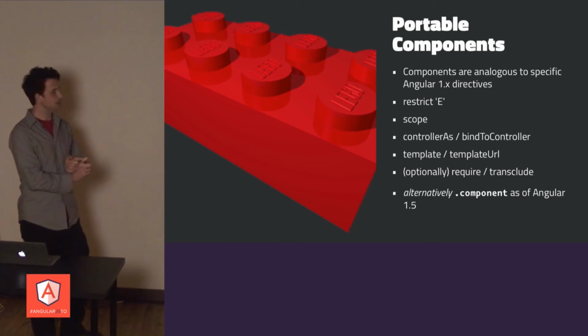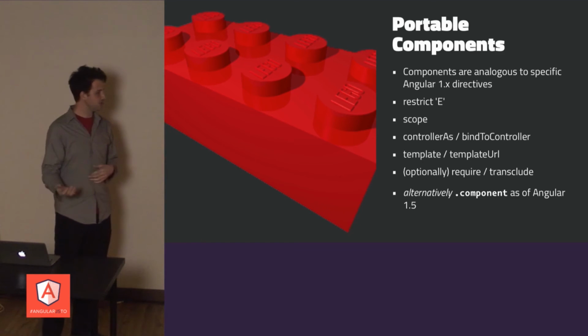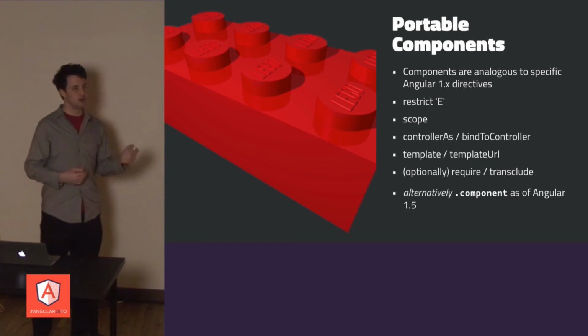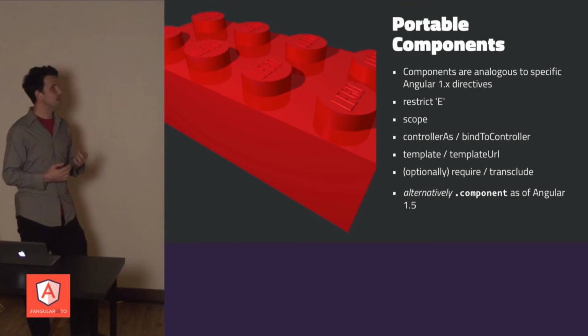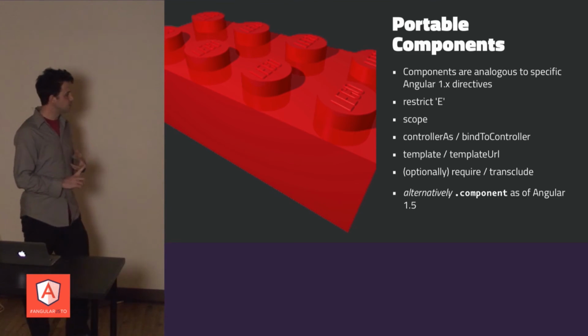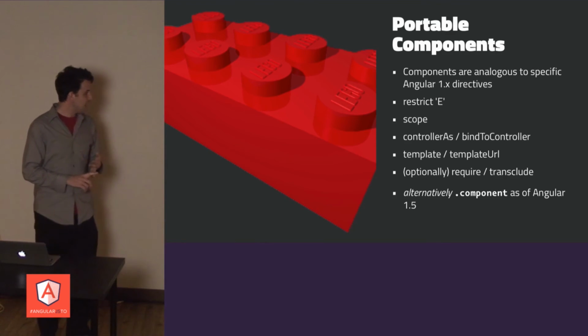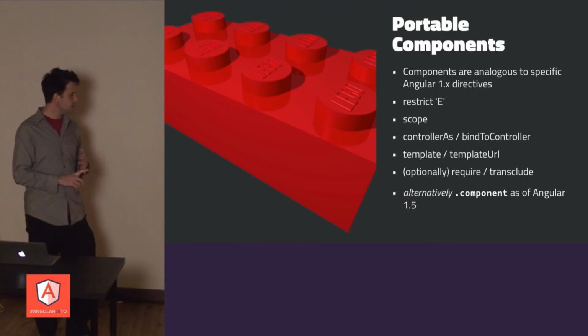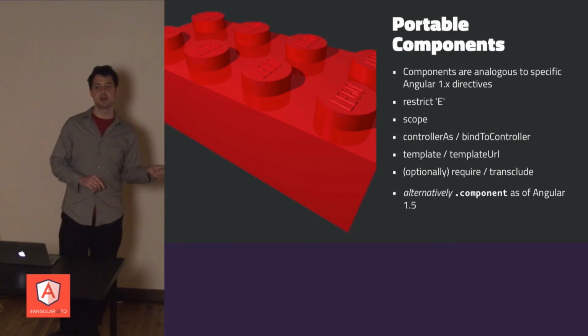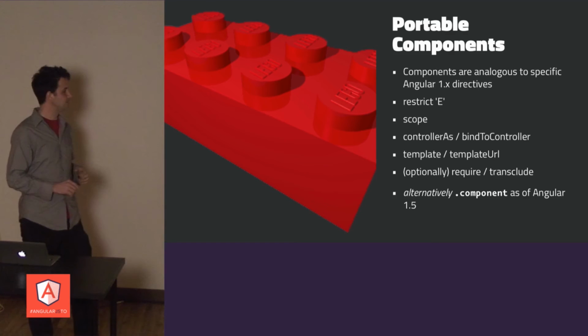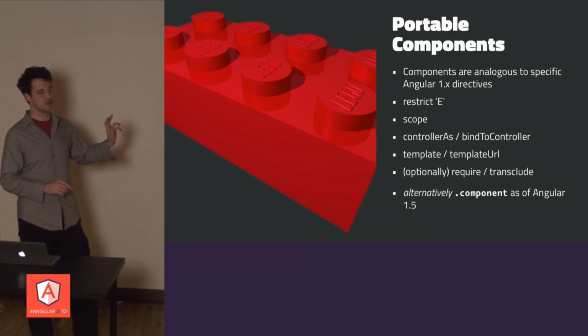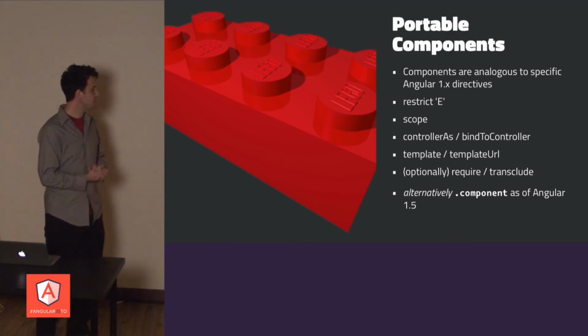They have to restrict to element, much like Angular 2 components are always on an element. They have a selector. They have to have their own scope. They have to use controller as and bind to controller. They have to use template or template URL. And they can include require and transclude. Alternatively, as of Angular 1.5, you can use a .component to generate these, so you're not having to force this restriction. You can just go straight to the .component.